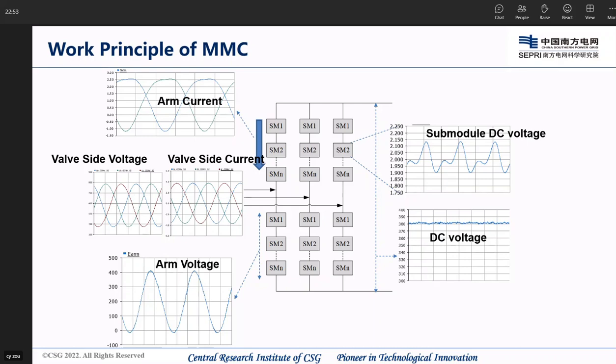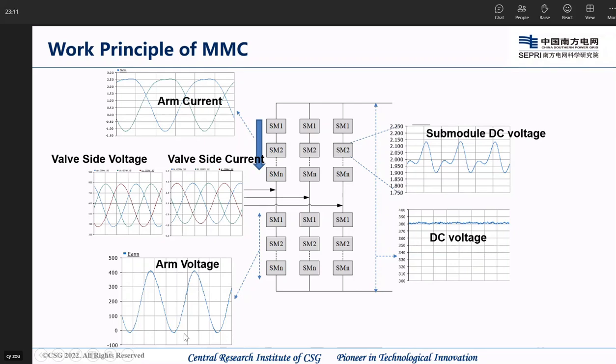The valve side voltage and current are sine waves, so we don't need an AC filter. This is the valve side voltage and the valve side current. We don't use an AC filter, and the waves are sine waves.